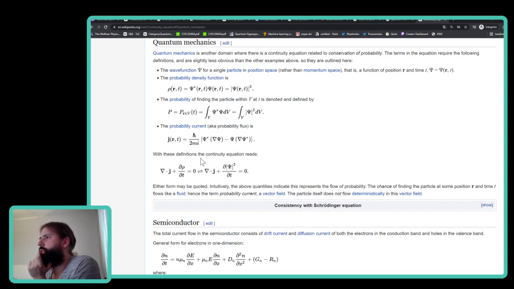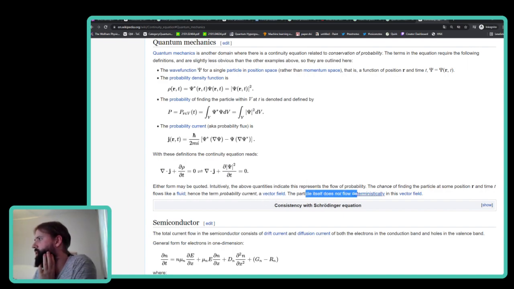With these definitions, the continuity equation reads. That bothers me because I have no idea how to read that. I will definitely stay with this exercise more, because I just want to understand that. Either form may be quoted. Intuitively, the above quantities indicate this represents the flow of probability. The chance of finding the particle at some position r at time t flows like a fluid. Hence the term probability current, a vector field.